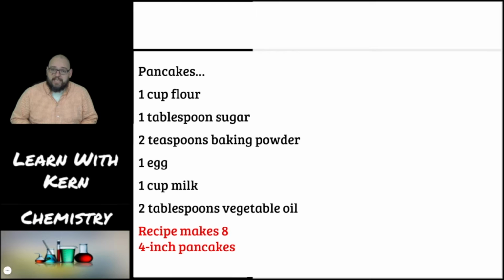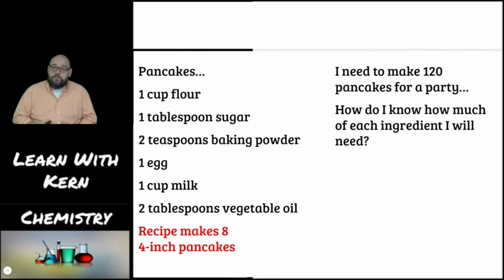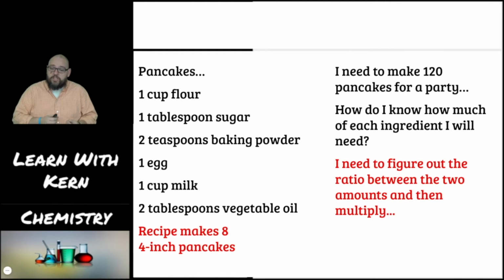This is the recipe for the pancakes that I have, but I need to make 120 pancakes for a party that we're having. So how do I do that? I'm going to have to figure out how much of each ingredient I'm going to need, so I can have the correct ratio. I can't just throw stuff in there, because then they'll come out nasty pancakes, either too hard, too soft, too soupy. They'll just be nasty. So in order to get the pancakes to turn out the way they're supposed to and get the number of pancakes that I need, I need to know how much of each ingredient to start with. So what I need to figure out is the ratio between the two amounts, and then I multiply.